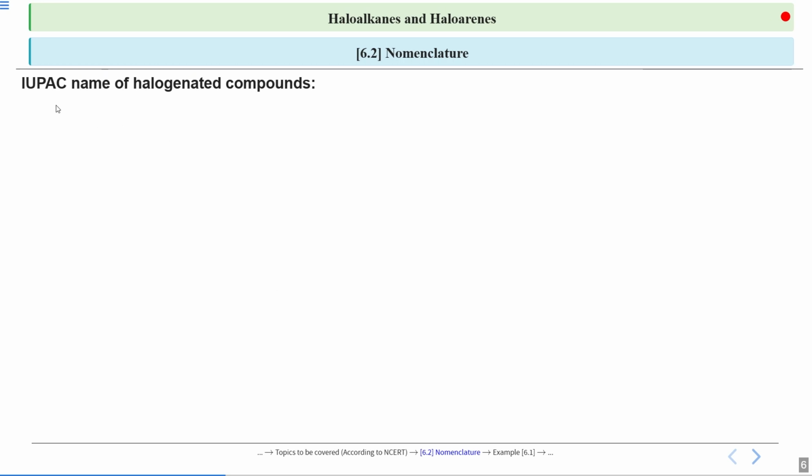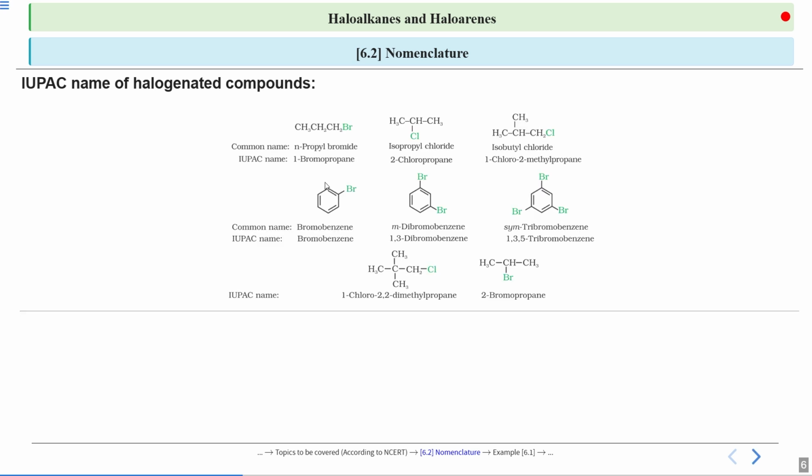So let's see the IUPAC names of halogenated compounds. We have different compounds given here. First of all, let's consider the first one, CH3, CH2, CH2Br. Br means bromine, so this is a halogenated compound. Halogen is present in it. The common name of this will be n-propyl bromide, an n-alkyl halide.